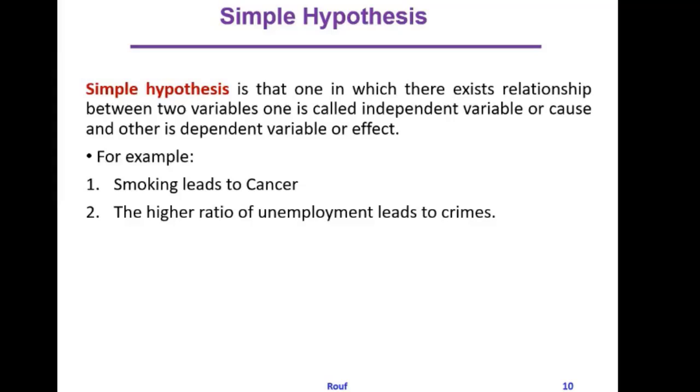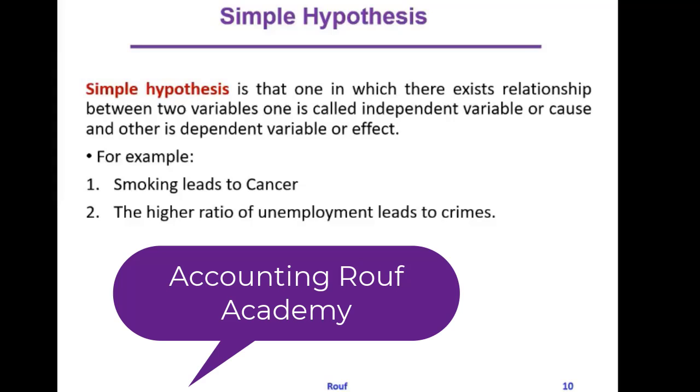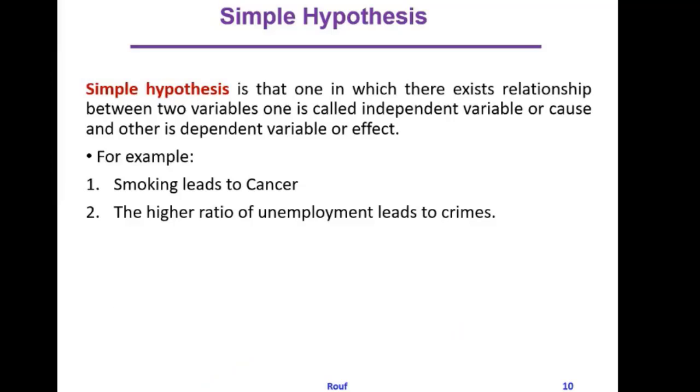For a second example, a higher ratio of unemployment leads to crime. Here, unemployment is the independent or cause variable, and crime is the dependent or effect variable.